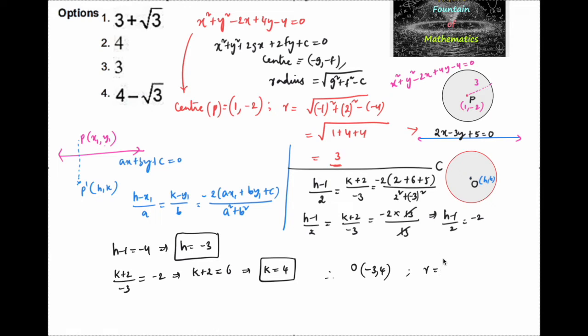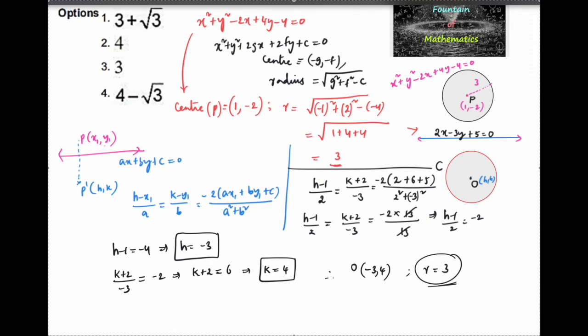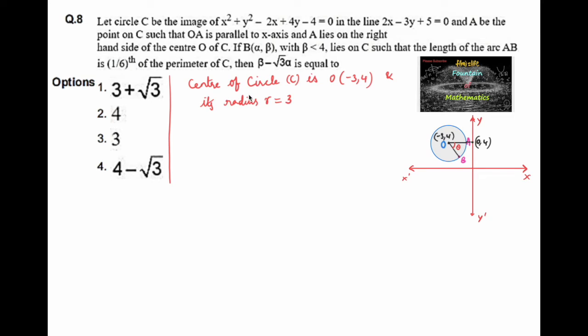Obviously the radius will be the same as the first circle because it is the image of the circle. So radius is equal to 3 units. So we got the center of circle C is minus 3 comma 4 and its radius is 3 units. Now let's see the second part.